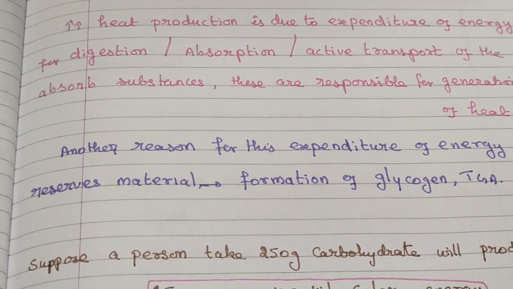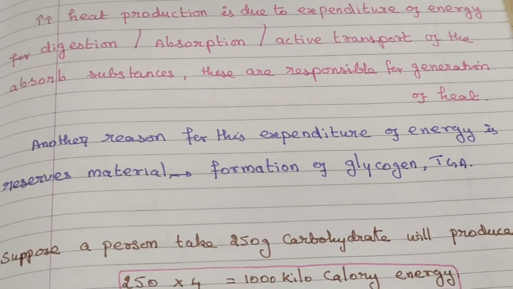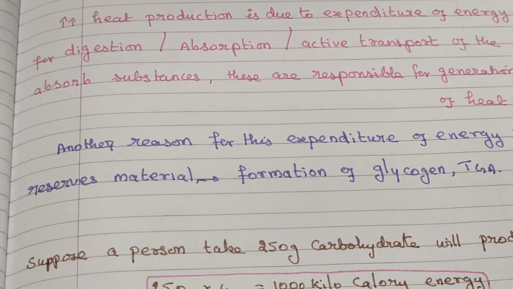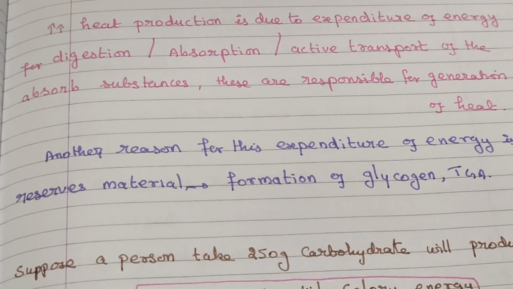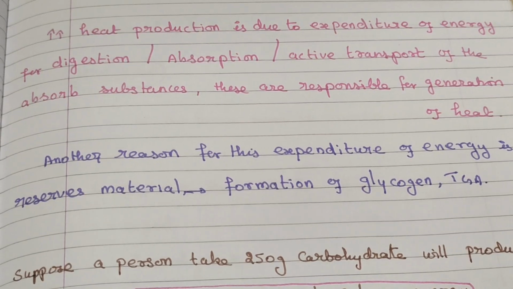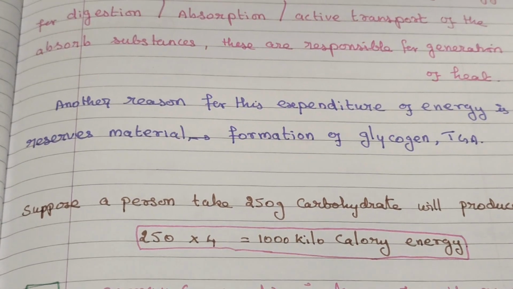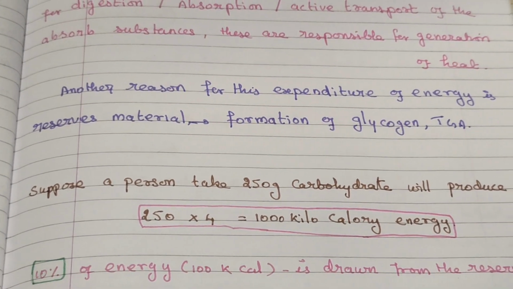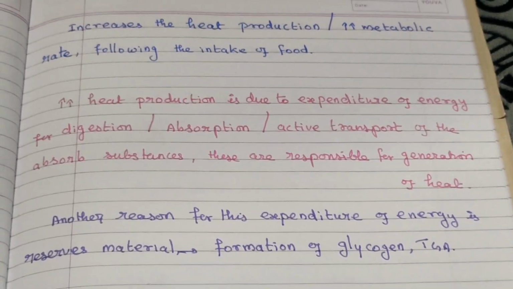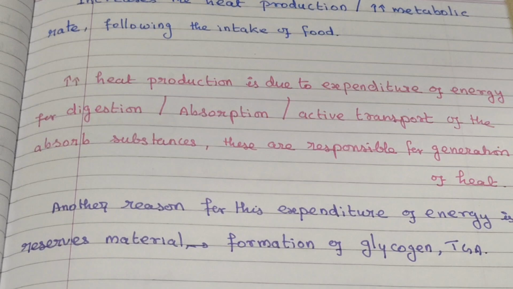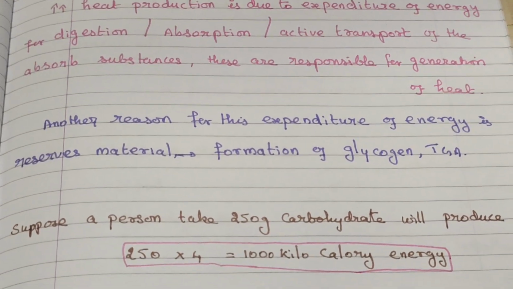Another reason for that expenditure of energy is the formation of reserve material, that is, glycogen, triacylglycerol, and protein. These are substances synthesized from small molecules available after digestion. So the energy is applied here: digestion, absorption, and transport. Another one is the storage form. These are the two reasons for that expenditure of energy.